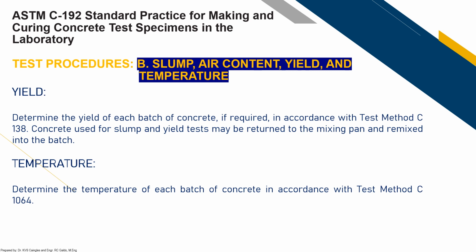Okay. Next is for determination of yield. Determine the yield of each batch of concrete if required in accordance with test method C138. Concrete used for slump and yield test may be returned to the mixing pan and remixed into the batch. Now for the temperature determination, you use the standard procedure set forth by ASTM in test method C1064.